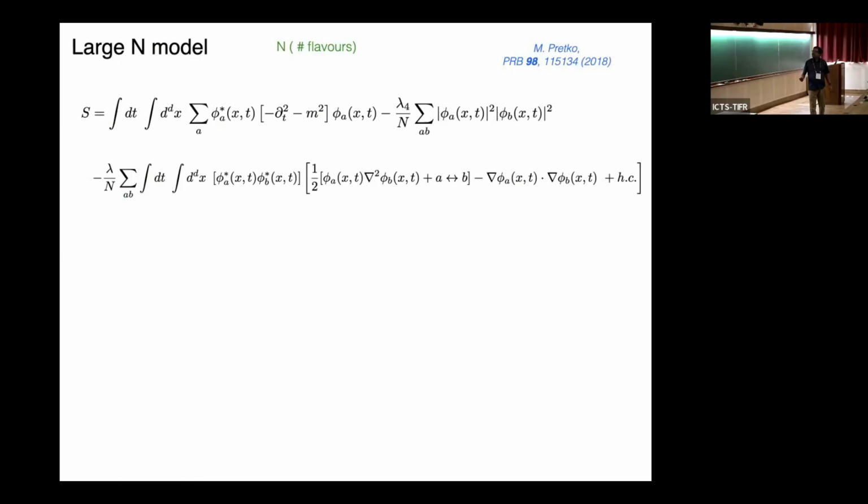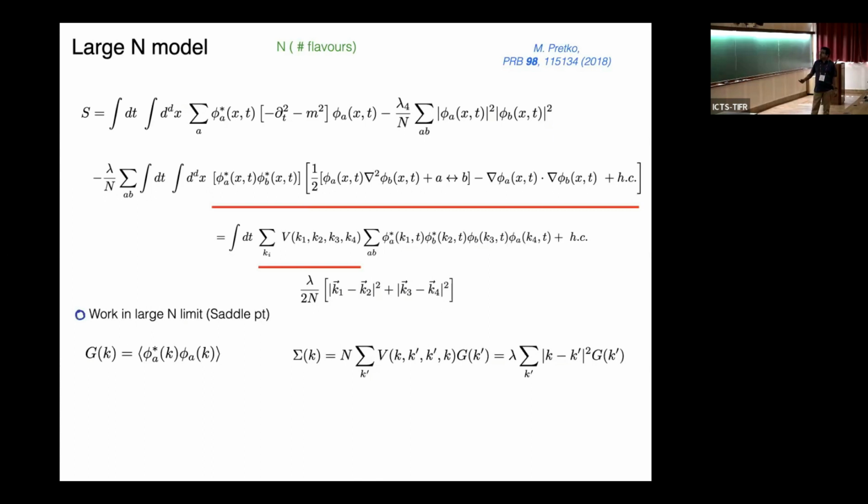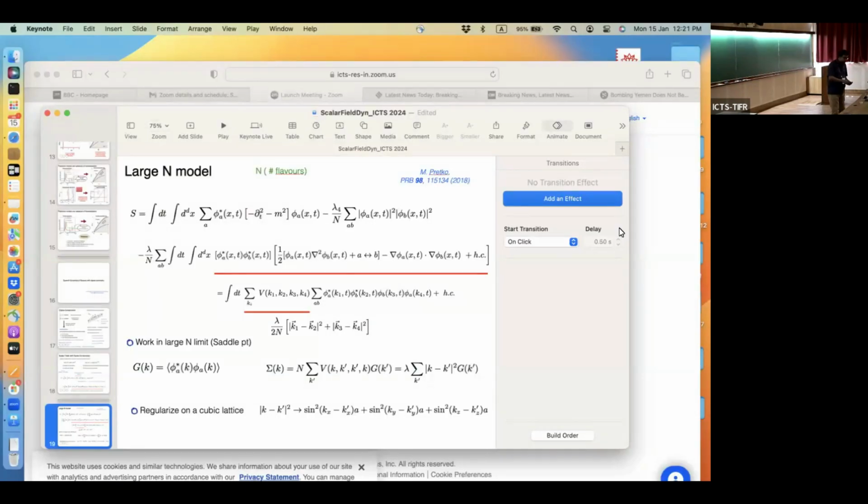We go to a large N flavor: we just increase the number of bosons, and work with a coupling which is scaled by 1/N. You can Fourier transform all of this, and you will get K1, K2, K3, K4, which is a complicated function of K. You work in the large N limit, so you can take saddle points and mean field theories. This is how you can write down a saddle point by just choosing G_K to be φ*_K φ_K.